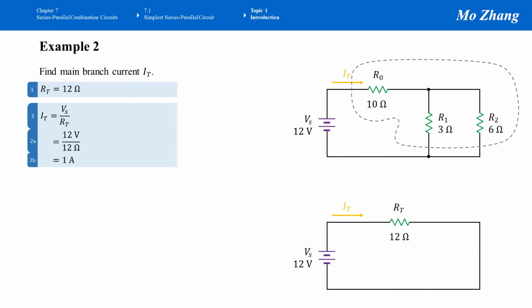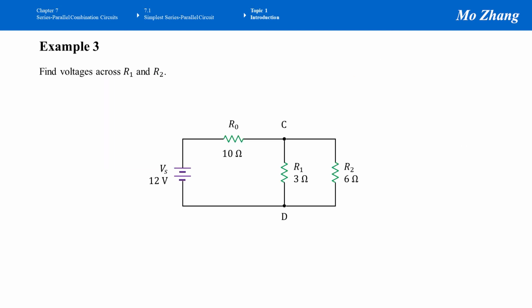So here shows the reason why we need to find the total resistance of the circuit. The next step, we can find the current, the main branch current. Once we know current, we can find more things, such as the current in every branch, and the power dissipated on every resistor, the voltage drops on every resistor, perhaps the total power dissipated in the system. Such as example 3, let's find the voltage drop on resistor R0.